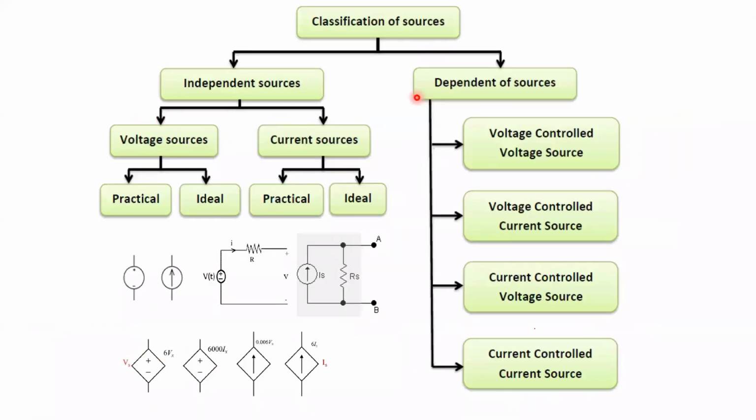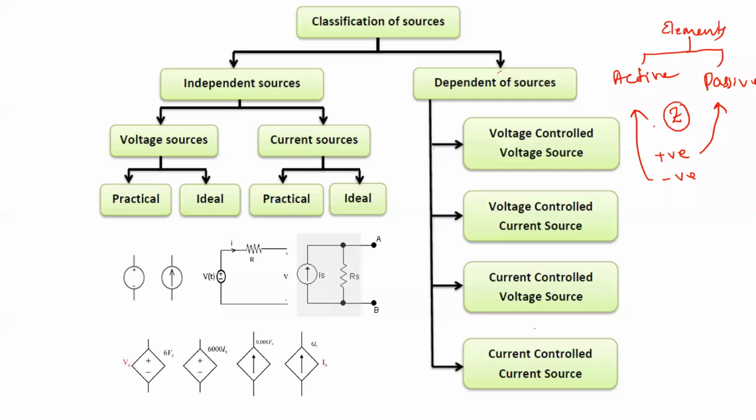So, classification of elements. We have said elements are classified into two types. They are active elements and passive elements, based on their impedance value. If the impedance value is positive, then it is a passive element. If it is negative, then it is an active element.